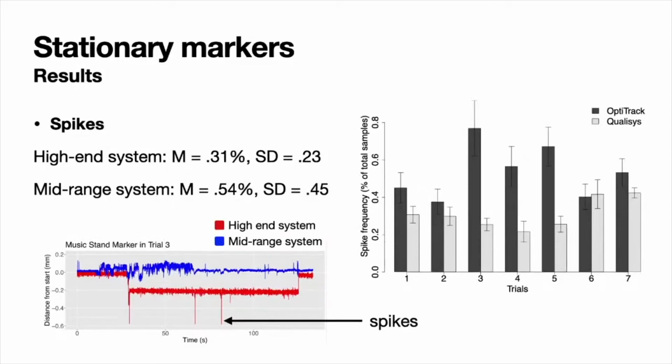Finally, for stationary markers, we looked at spikes. In the plot at the bottom, you can again see some examples of spikes in the signal. We looked at how often spikes came up, and we found a consistently higher rate of spikes in the mid-range system than in the high-end system. This was the case for 6 out of the 7 recordings that we did.